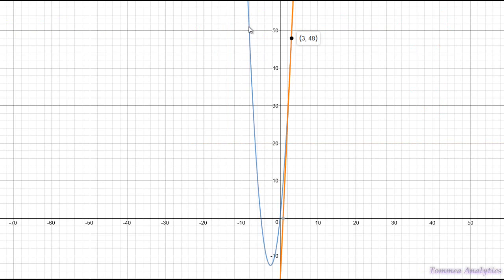So here I have graphed the function in blue, 2x squared plus 10x, and I've also graphed a new function in orange, which is y is equal to 22x minus 18. Now, here's the point (3, 48). A is equal to 3, which implies the point (3, 48). What we want to do is find the slope of this orange line. That is the derivative. We're going to do that by using the definition of the derivative defined as a limit.